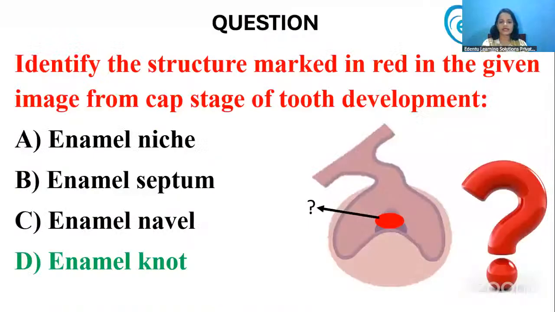As you can see in the figure, the cap stage is shown, and this shaded region mainly denotes the enamel knot. This enamel knot is very important for the developmental process of the teeth. It actually acts as a designer also. It decides how the cusp morphology should be. That is decided by this enamel knot.